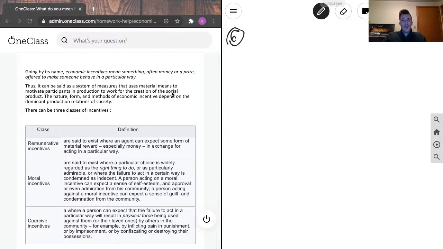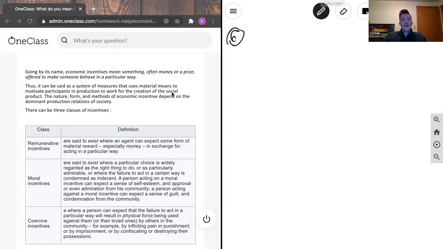The nature, form, and methods of economic incentive depend on the dominant production relations of society. There can be 3 classes of incentives. Class 1, remunerative incentives, are said to exist where an agent can expect some form of material reward, especially money, in exchange for acting in a particular way.